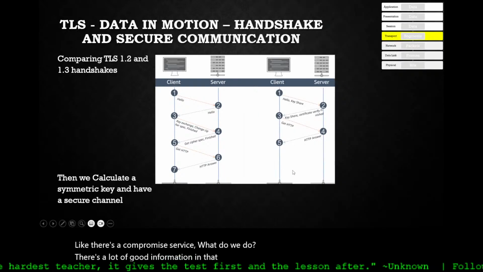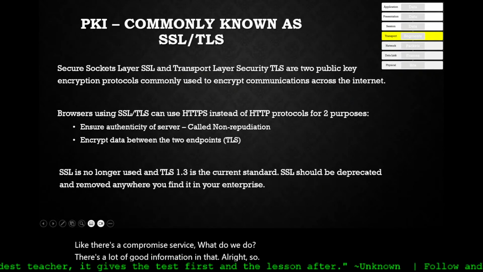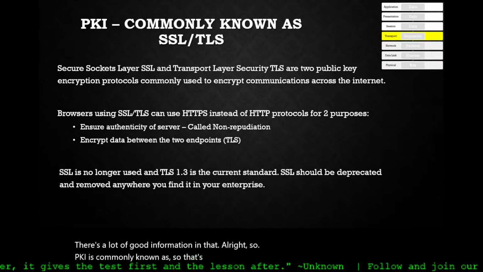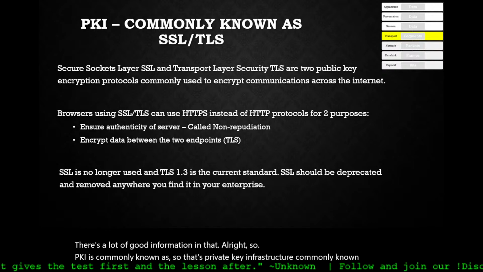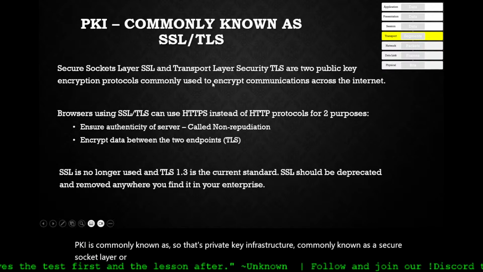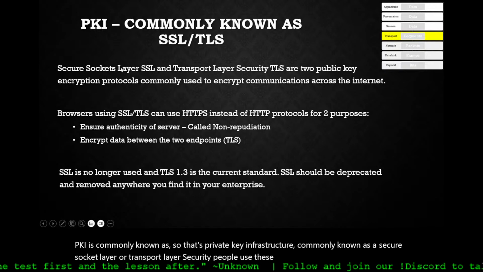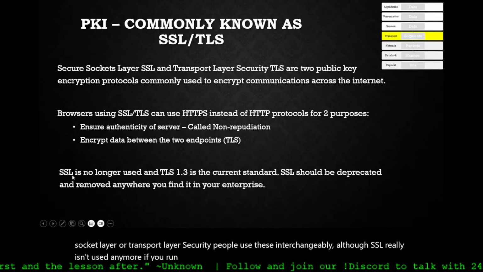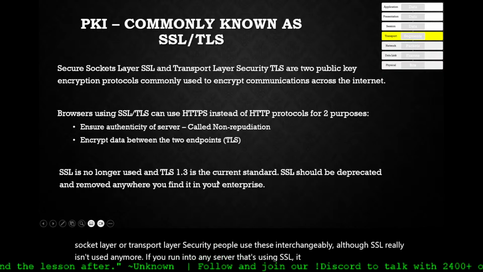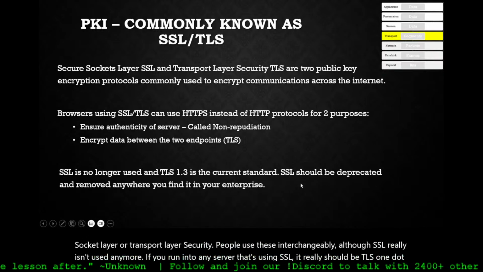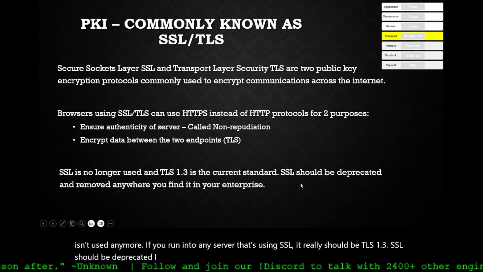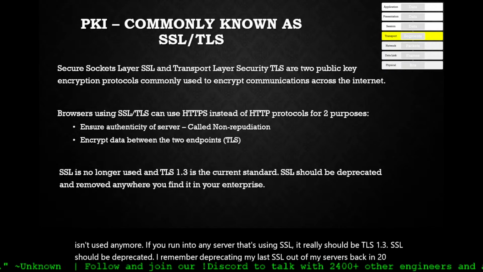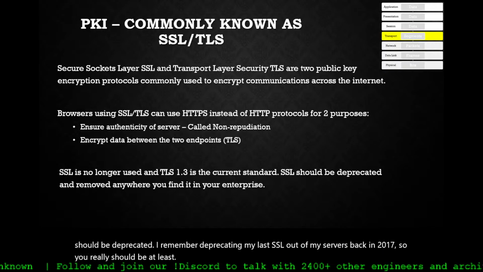All right. So PKI is commonly known as, so that's public key infrastructure, commonly known as secure socket layer or transport layer security. People use these interchangeably, although SSL really isn't used anymore. If you run into any server that's using SSL, it really should be TLS 1.3. SSL should be deprecated out. I remember deprecating my last SSL out of my servers back in 2017. So you really should be at least on TLS 1.3 nowadays, right?